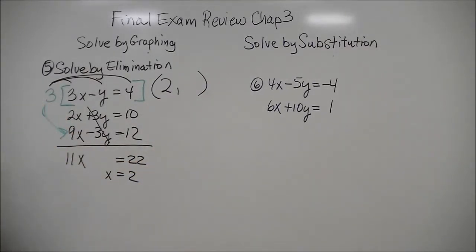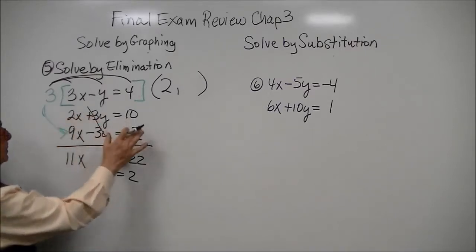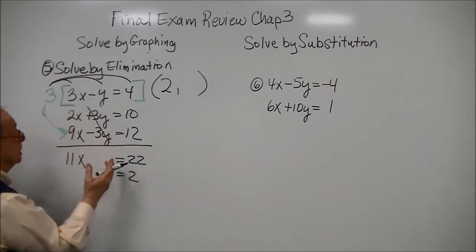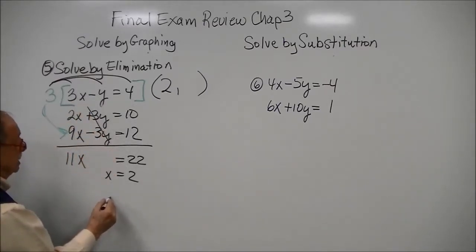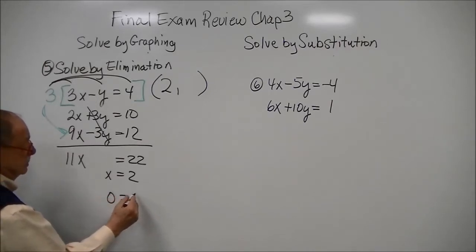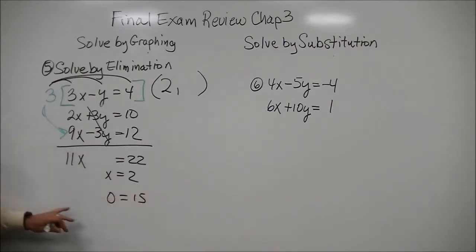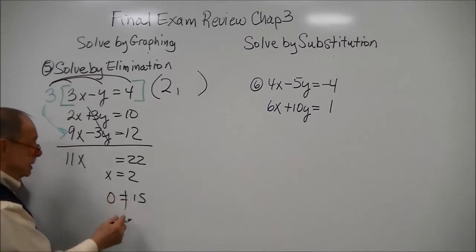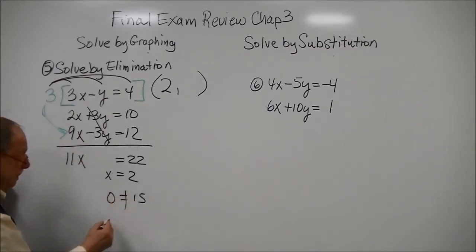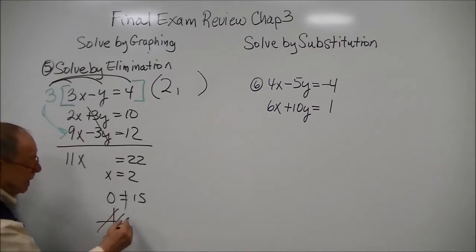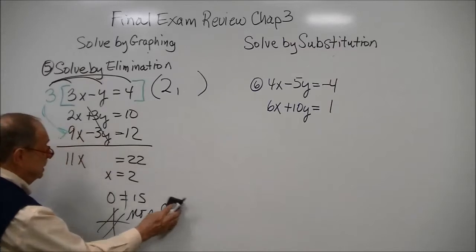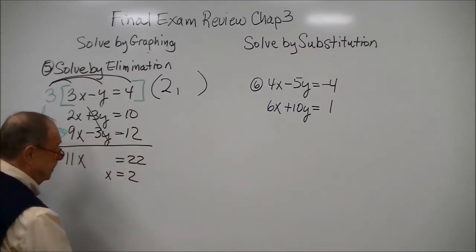Now, let me just go over a couple of things here. If I were to do this, and the x's were eliminated, and the y's were eliminated, and I ended up with, let's say, 0 equals 15, this is not a true statement. If I get a not true statement, this doesn't equal 15, then this would be a case where the equations were parallel lines and there would be no solution. We didn't get that here, but I wanted to go over that.